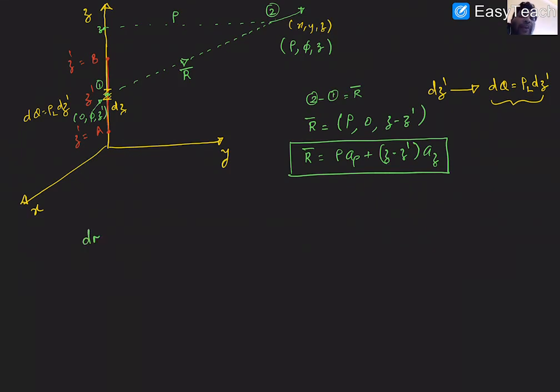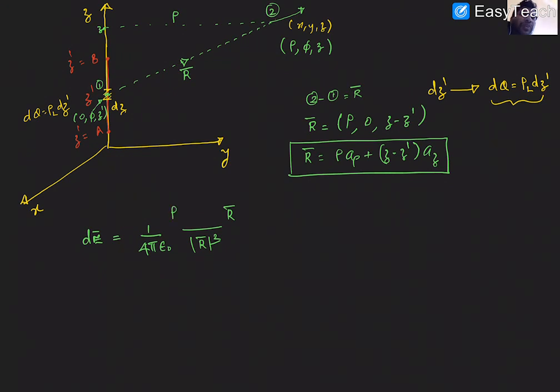Now we want to calculate the electric field due to the differential length at z dash. It is nothing but 1 over 4 pi epsilon 0 into the small charge dq times vector r divided by the magnitude of vector r, the whole cube, according to Coulomb's law. Now dq can be replaced as discussed. It is nothing but rho L into dz.